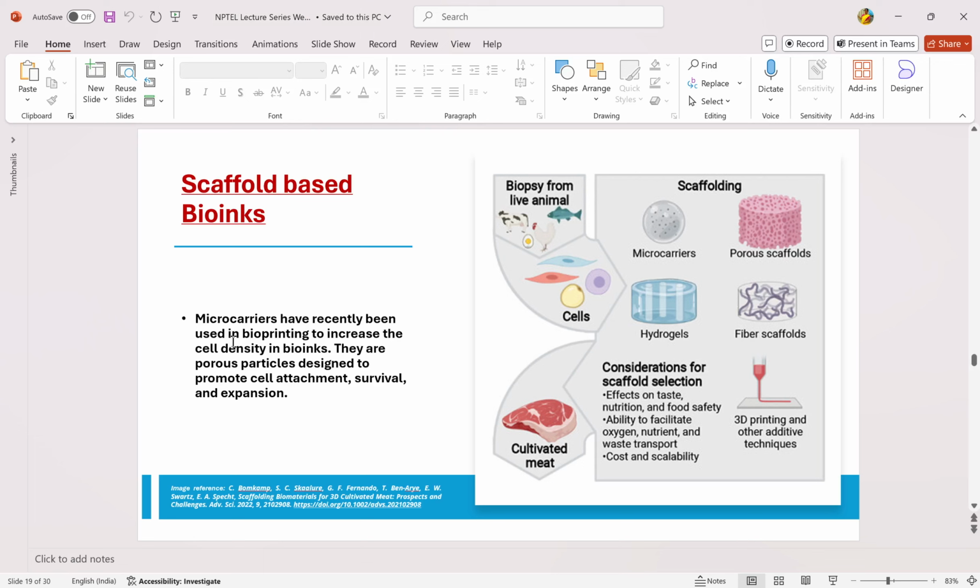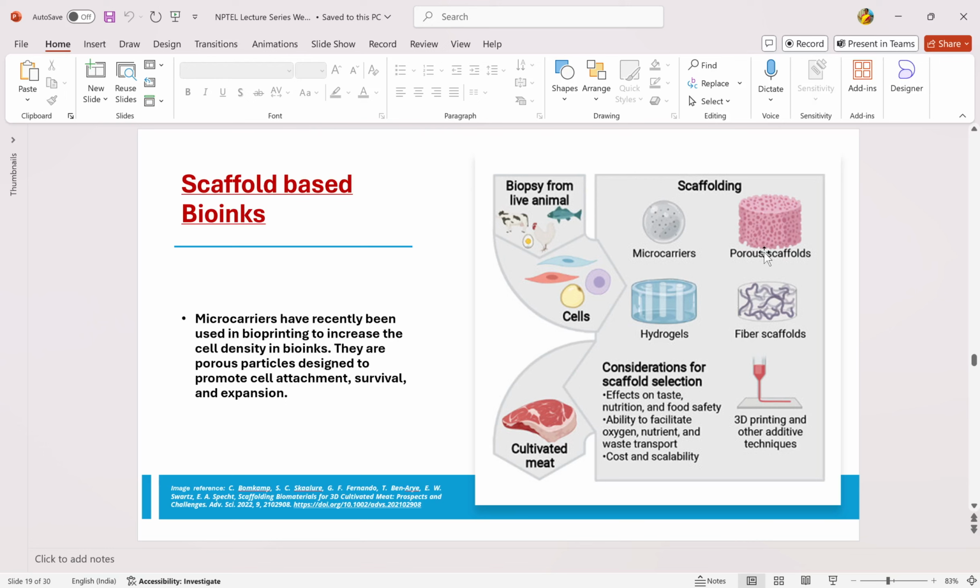So another example is microcarriers. This is also very important. You have a carrier system in which your cells will be loaded, and then those cells will go and be printed on your scaffold. So microcarriers have recently been used in bioprinting to increase the cell density in bioinks. They are porous particles designed to promote cell attachment, survival, and expansion. So here you can see a picture of microcarriers. You can see that it's a sphere which is porous. So it will basically promote cell attachment, survival, and expansion, and it will deliver more cells for growing.